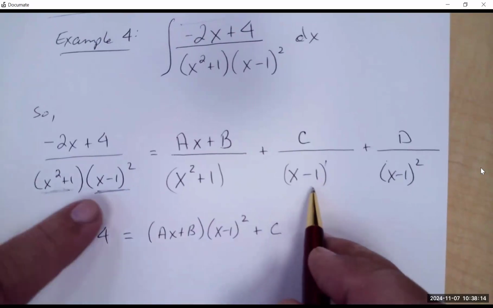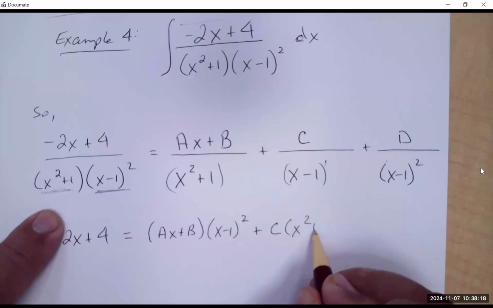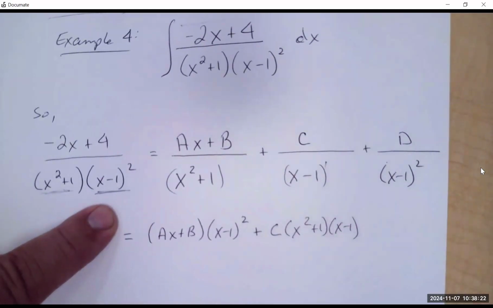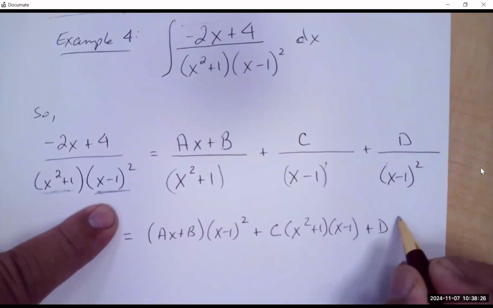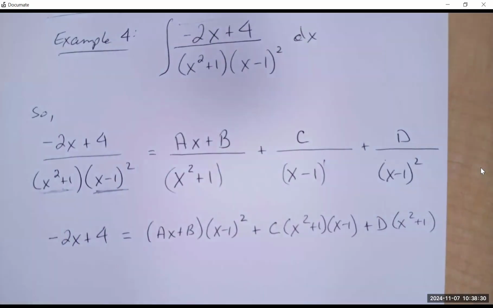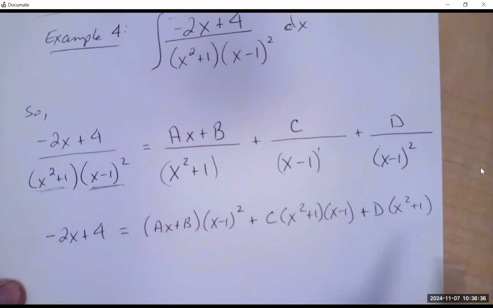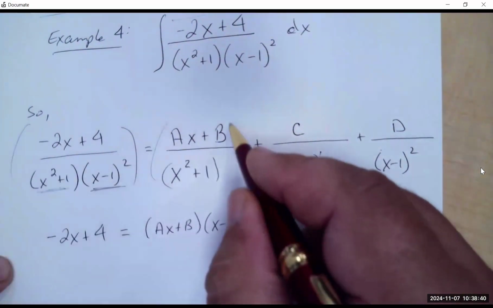One of the x minus 1s cancels, so we have the x squared plus 1 times x minus 1. And then the other one is x squared plus 1. Is anybody having trouble seeing this? I'll go ahead and do it the long way also.